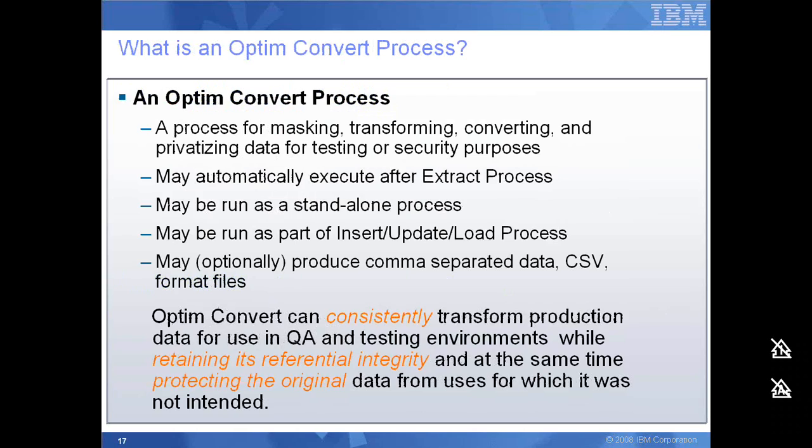The central process which governs the Optim data privacy solution is the Optim convert process. The Optim convert process is responsible for masking, transforming, converting, and privatizing data for testing and security purposes. We can execute this convert process automatically after the extract process, or it can also be done using a standalone convert execution. I can also execute a convert process as part of the insert, update, and load process. Once I have finished the extract from the production data, before I load to the target environments, I can initiate the Optim convert.